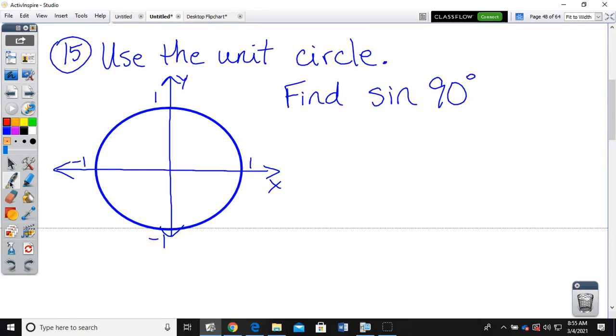Where is 90 degrees? Straight up, right here. What point is that? 0, +1. If you don't get the point right, you're going to miss it. So make sure you get your point right. I'm going left and right, none, and I'm going up 1. So sine is y over r. What is y? 1. What is r? 1. 1 divided by 1 is 1, so my answer is 1.